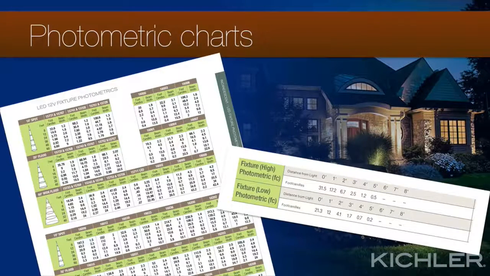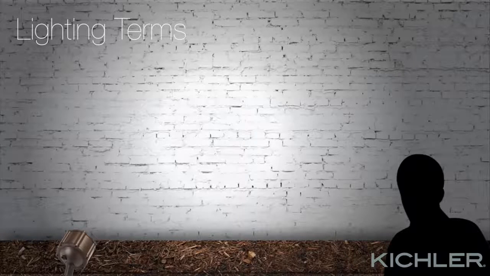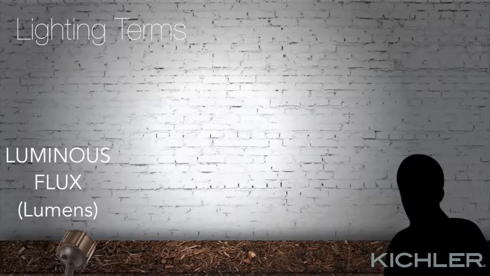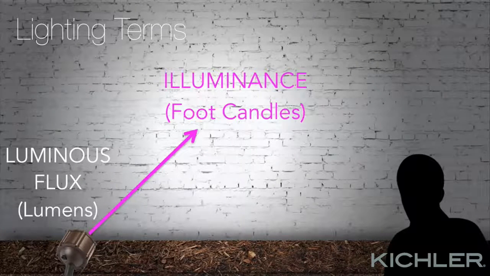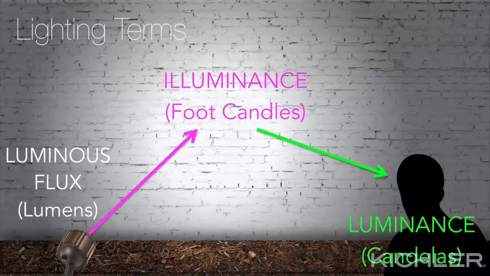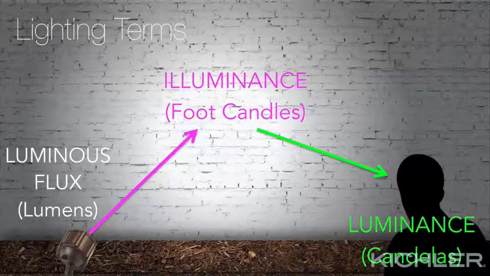So we'll start by talking about characteristics of light, and then use those to decipher the information that appears on the photometric chart. There are three characteristics of light that are important for landscape lighting design. Number 1. The amount of light coming from the light source, which is called luminous flux and is measured in lumens. Number 2. The illuminance, or the amount of light falling over an illuminated area, measured in lumens per square foot, or foot candles. And number 3. The reflected light that the eye perceives, which is called luminance. Let's take a moment to talk about each of these.